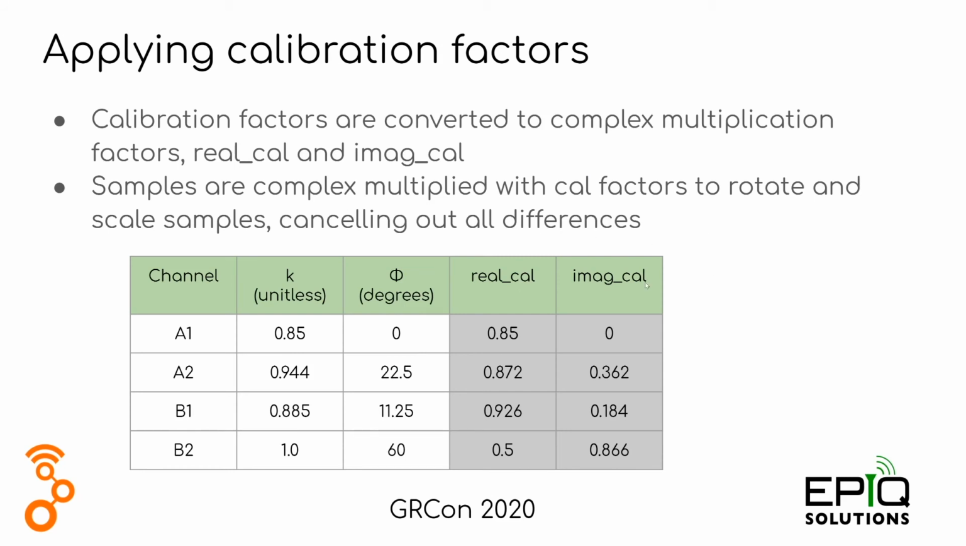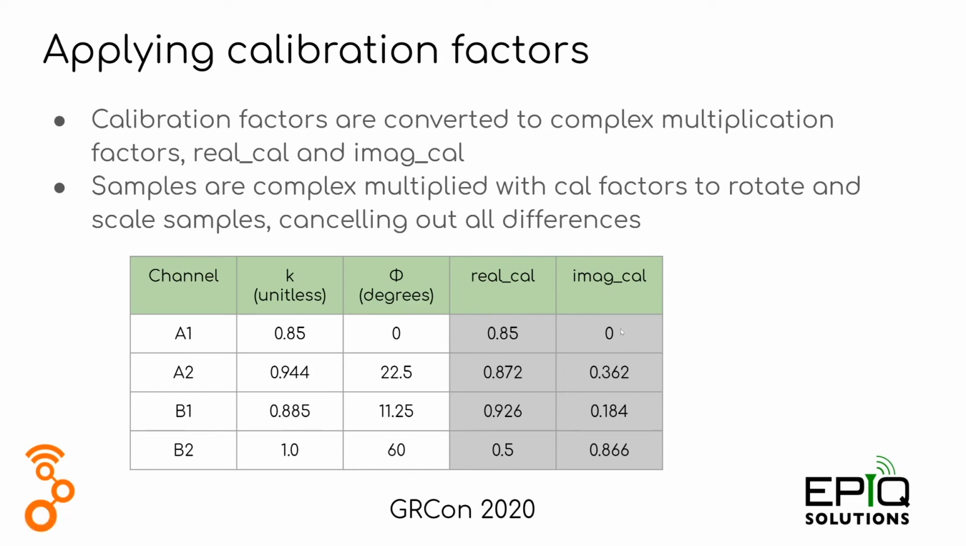Here we've collected all of the cal factors into one table. These are more or less polar coordinates, I mean, that's what they are. But in practice, in the FPGA or in software, we're going to actually do a complex multiplication to these samples in order to rotate and scale them. So we basically need to convert the K and phi to Cartesian coordinates. And so this is how the cal actually gets applied.